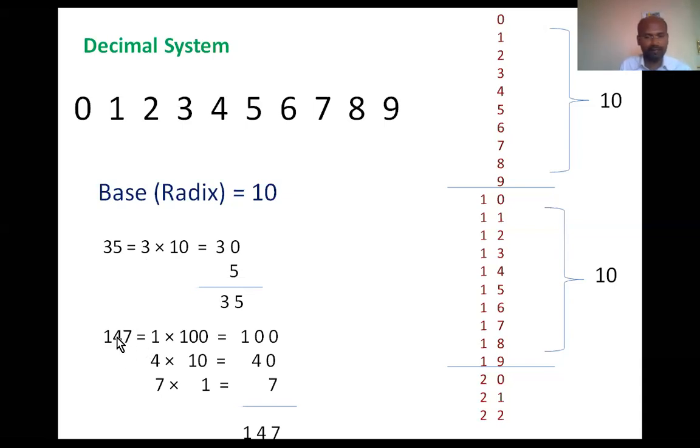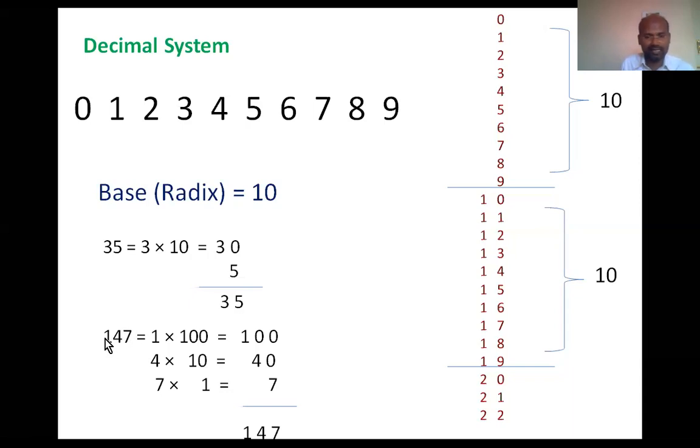Take another example, 147. Now how do you understand 147? 147 means after 99, let's say, what number comes after 99? We write 100. Yes or no? What does this third digit 1 represent? Anyone? What does this third digit 1 represent?